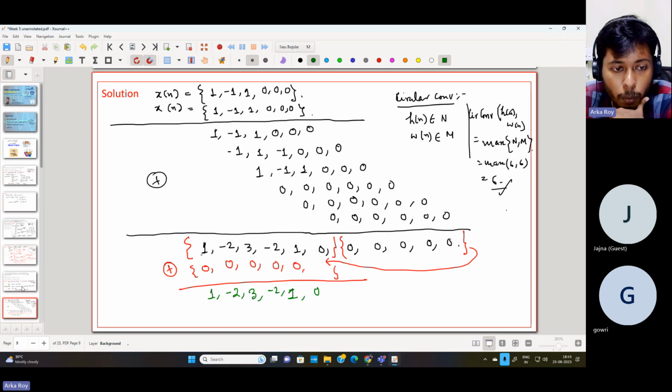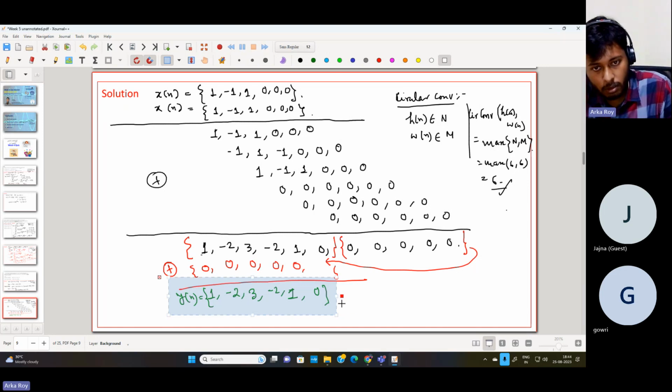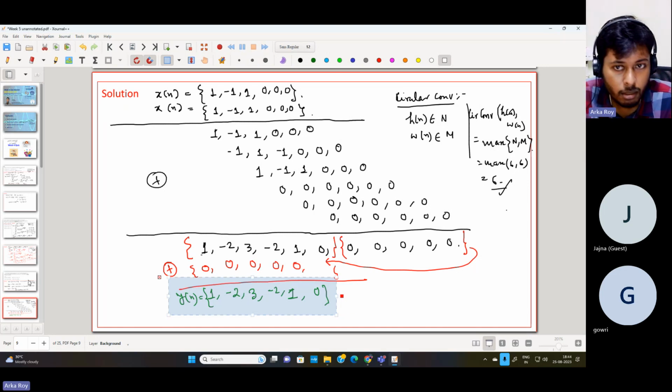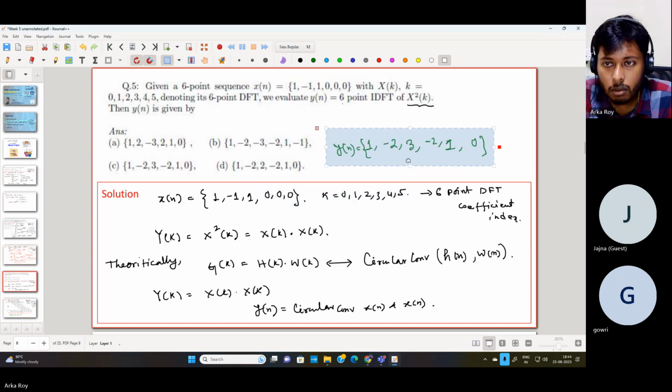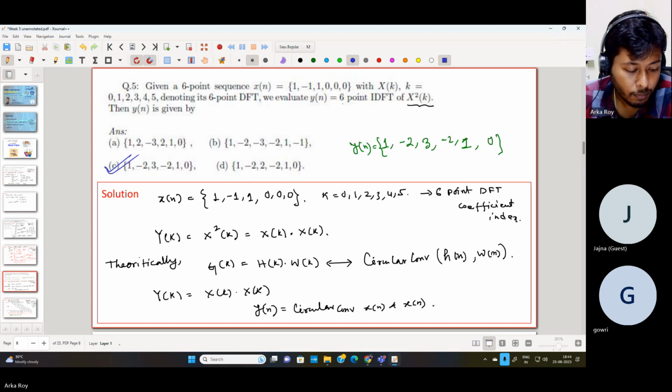So let's just hop around the options and let's see which one is the correct answer for this particular question. So let me just write the final answer. So yn is equal to this, and let me copy this part also for reference. So I can paste it over here. So our yn is this one, and let's check which one is the correct answer. So it is 1, 2, minus 3, minus 2, 1, 0. So this option is C.